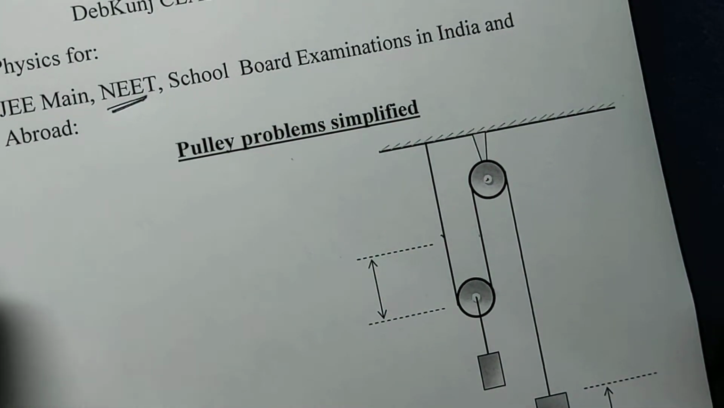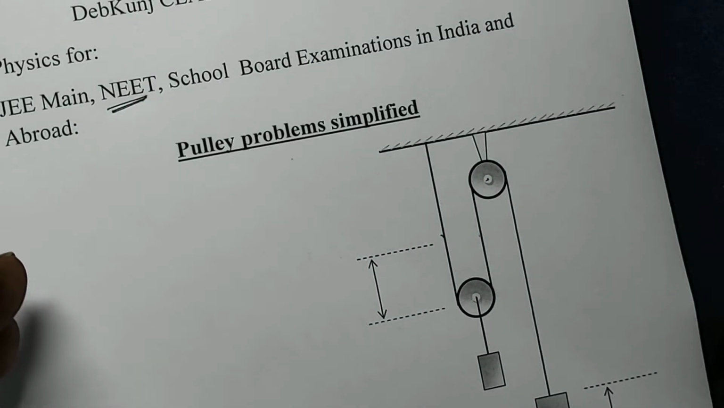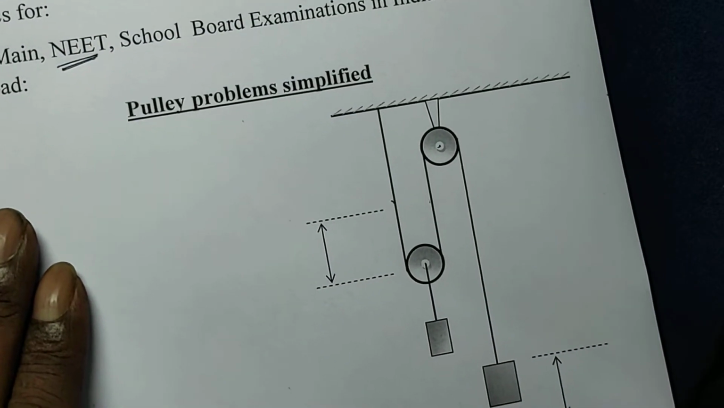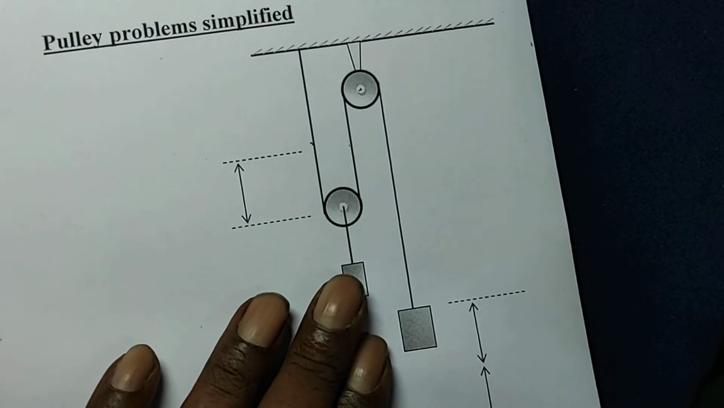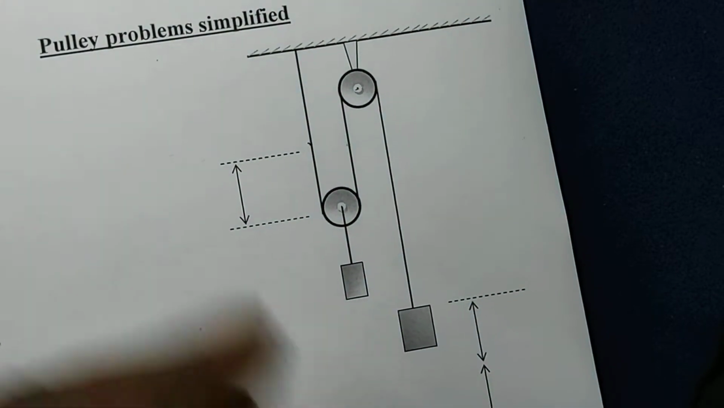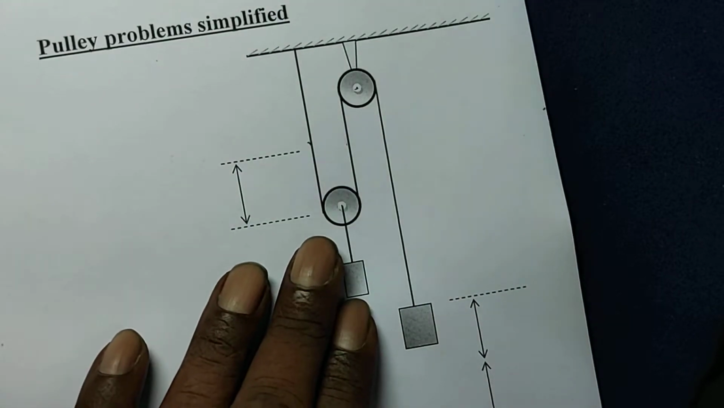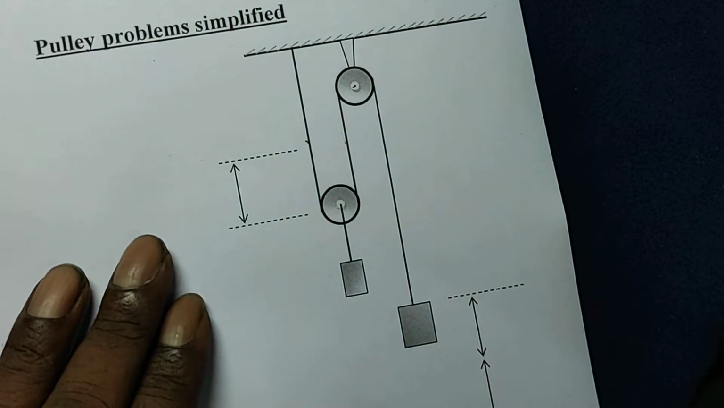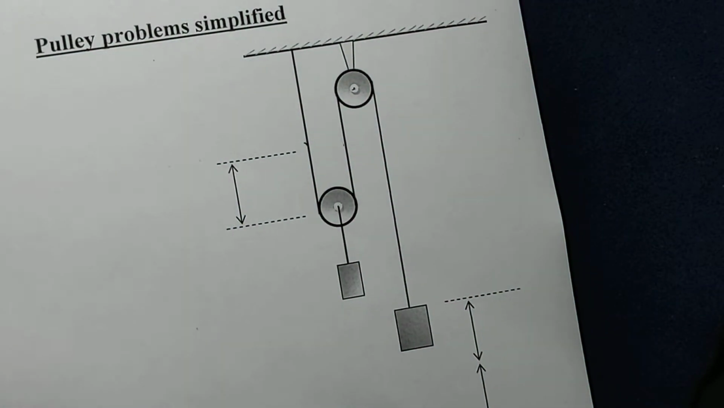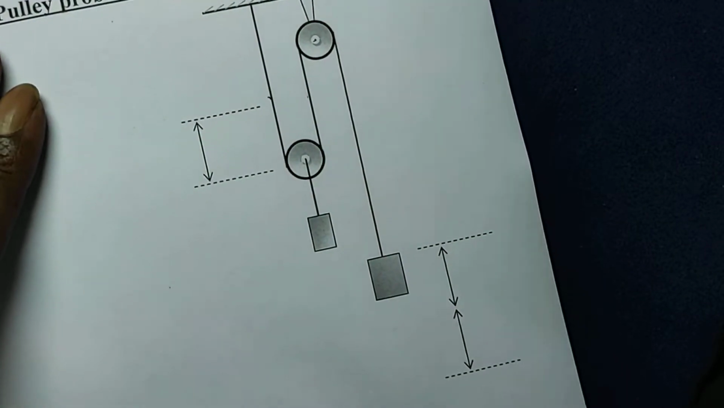So what I suggest, at the most, if you are an aspirant for NEET 2021 and thereafter, go up to maximum this level of questions, not beyond that. But you can expect such type of questions in JEE Main examination mostly, where there is a fixed pulley and a movable pulley. Now look at the diagram.